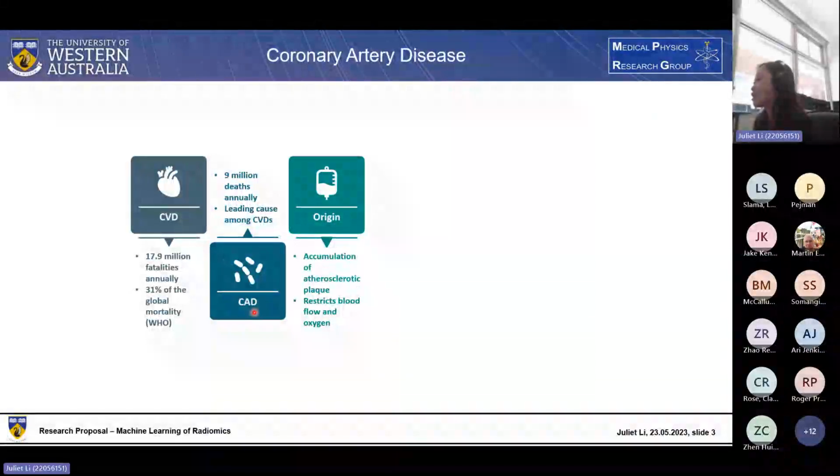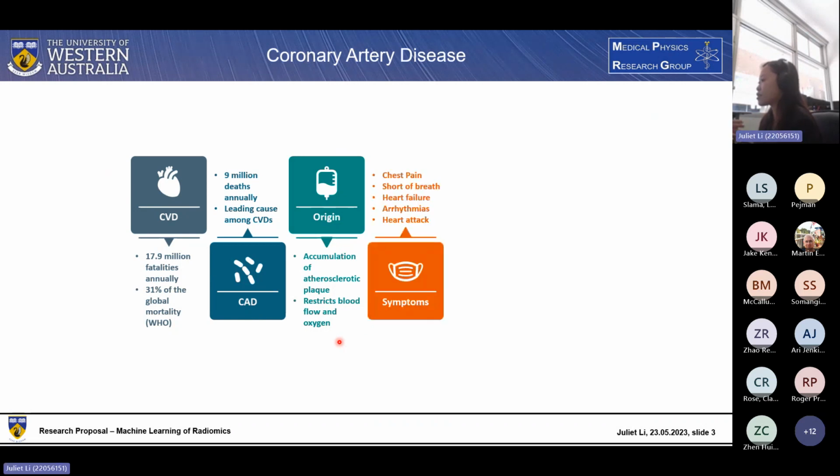So what is coronary artery disease? It is characterized by the accumulation of atherosclerotic plaque within the coronary arteries. It restricts the blood flow and oxygen delivery to the myocardium, which is the heart muscle. And such plaque buildup in the coronary arteries can lead to many symptoms, including chest pain, shortness of breath, heart failure, arrhythmia, and most seriously, heart attack.